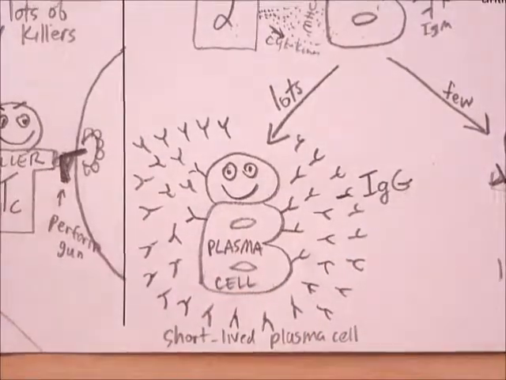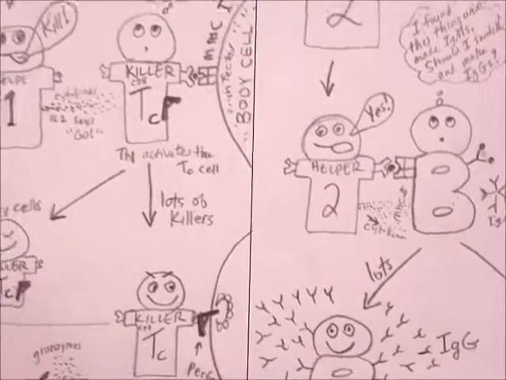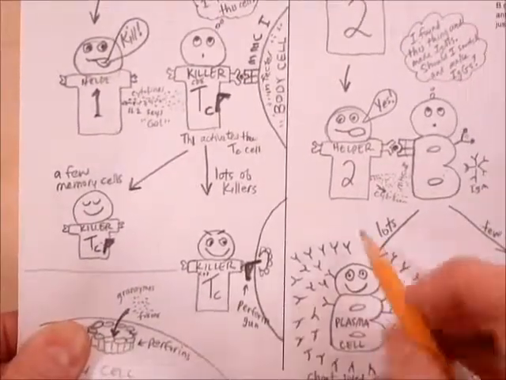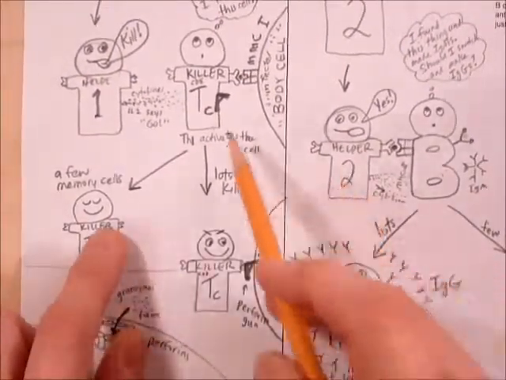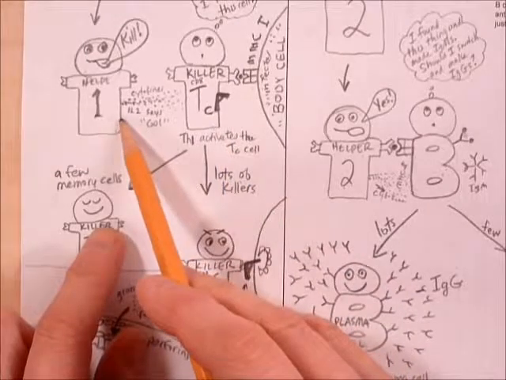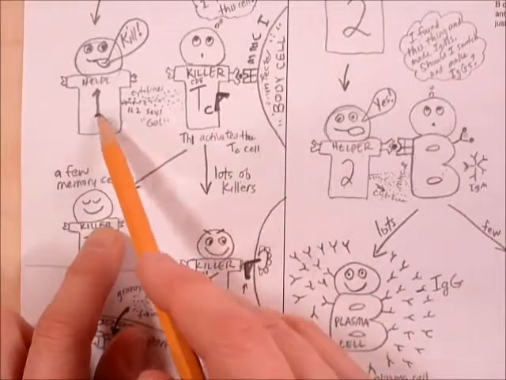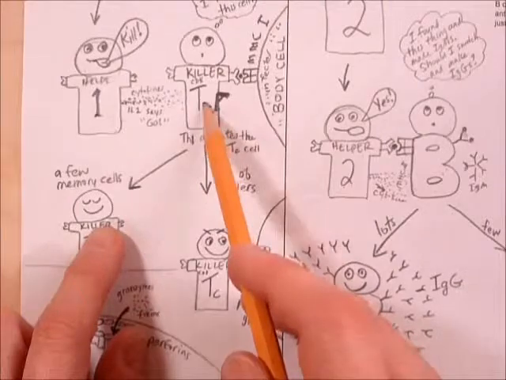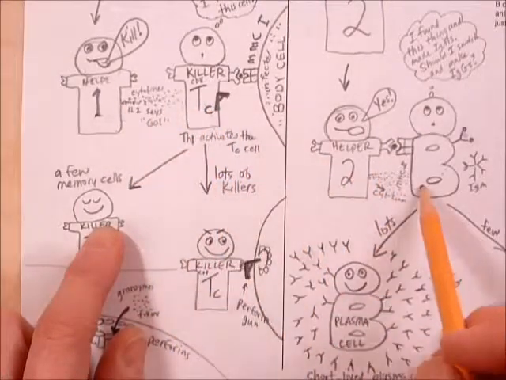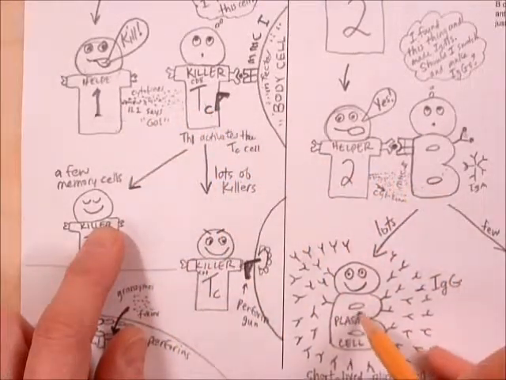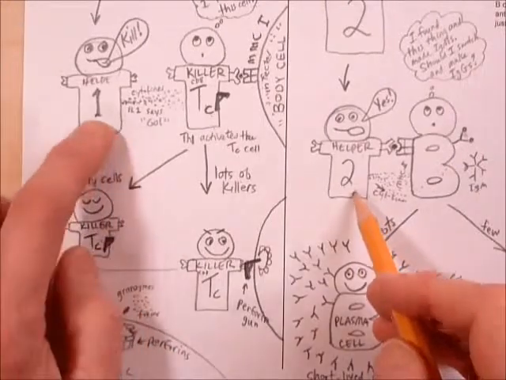Okay, one little final note. I want to say one thing that can go wrong with these T helpers. You can see they're very important. The helper cells don't have any weapons, they don't actually do any fighting. They're the ones that tell the T cells to fight, and they're the ones that tell the B cells to make antibodies, the IgGs. So what happens if you don't have these guys?